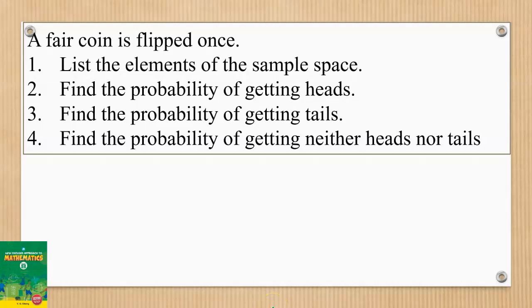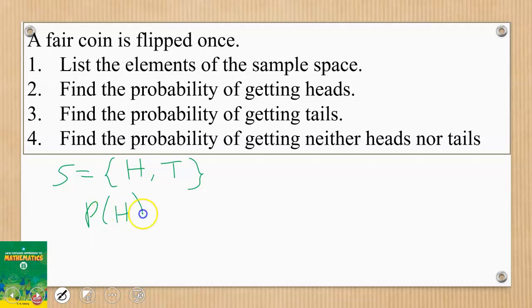A fair coin is flipped once. List the elements of the sample space. Our sample space can be, maybe, letting H be head, and then T be tail. And this is the only sample space that we have because it's only one fair coin that was tossed. Now, the probability of getting head. So the probability of head will be equal to, how many heads do we have? 1. Total sample space 2, and that becomes the answer.